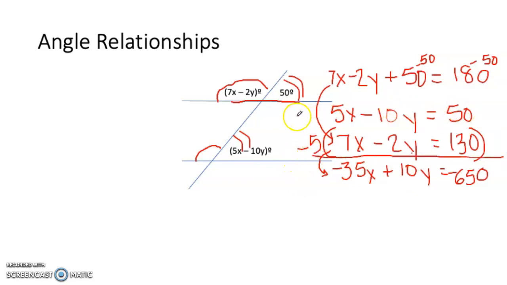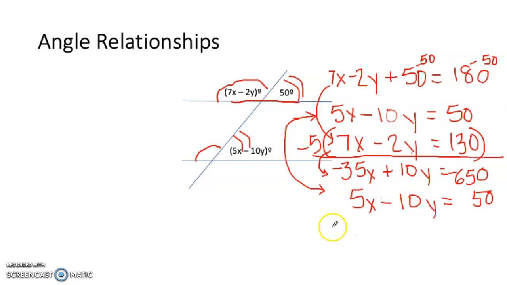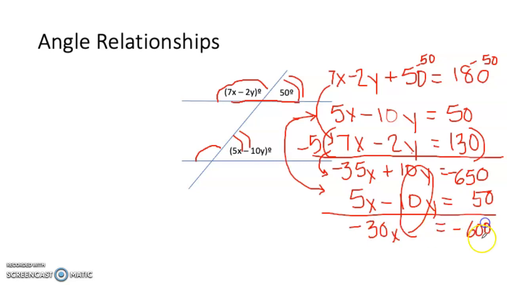All right, I'm going to take this equation and bring it down. So now I have 5x minus 10y equals 50 written right under my other equation. And I can add and eliminate my y's, and I have negative 30x equals negative 600. Divide by negative 30. And x equals 20. But wait, there's more.